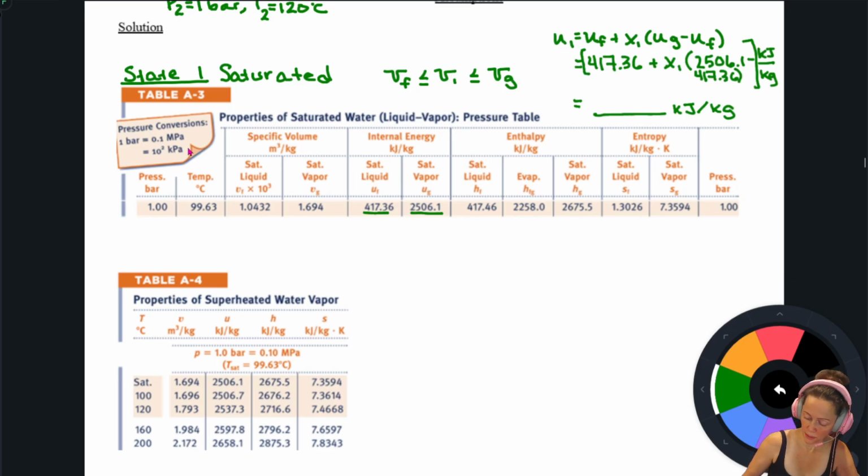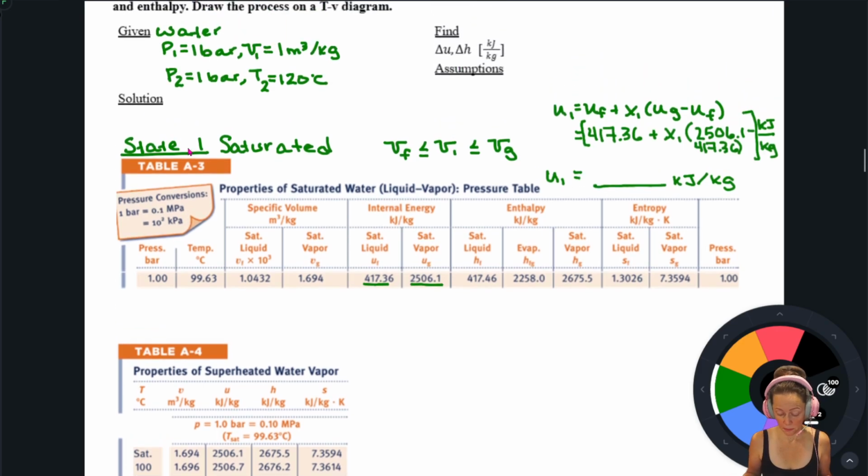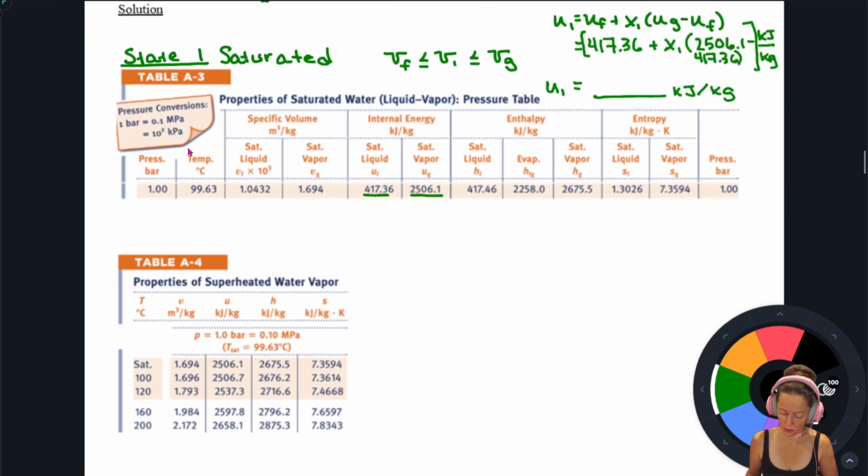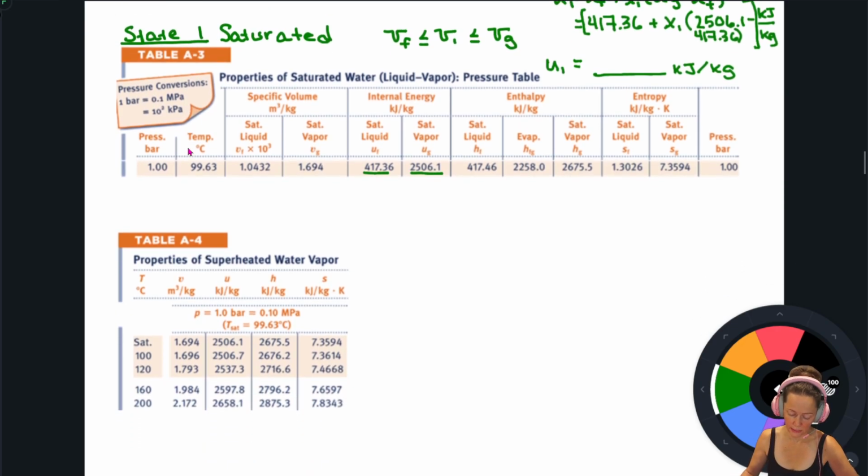All right, let's figure that out. The thing I'm going to need is my specific volume, because remember, if you know two independent intensive properties, you can figure out anything else you need to know. I have pressure and specific volume, which are intensive and independent of one another, so I could figure out that quality.